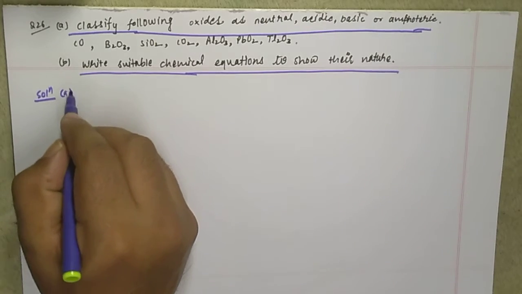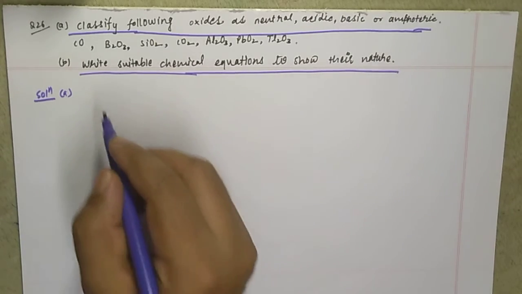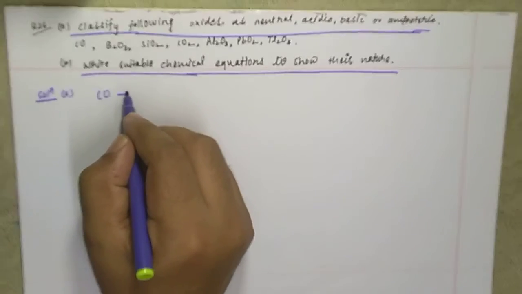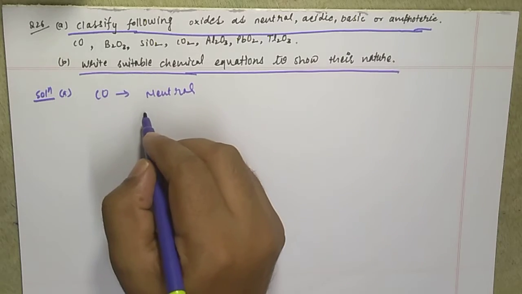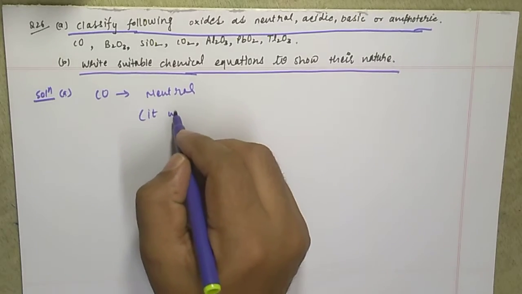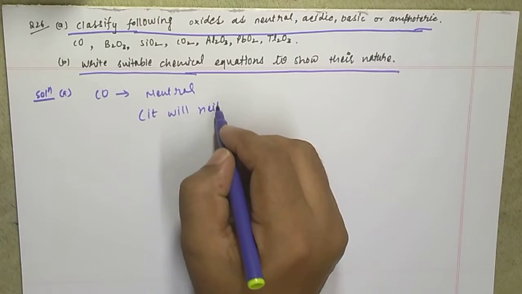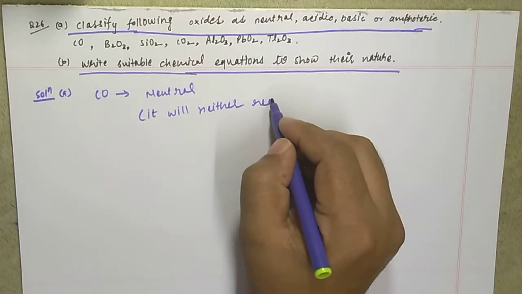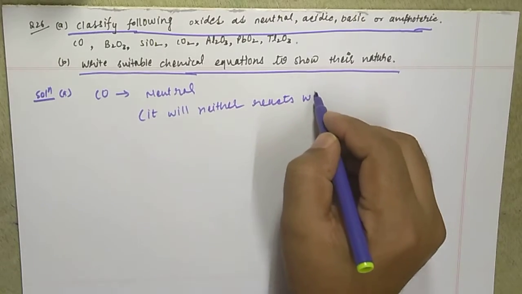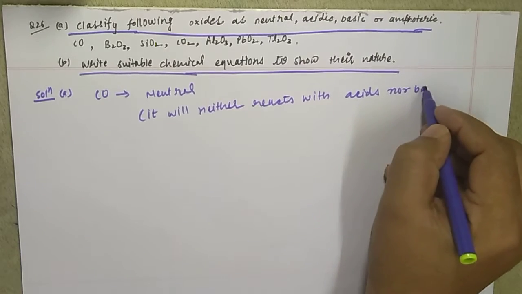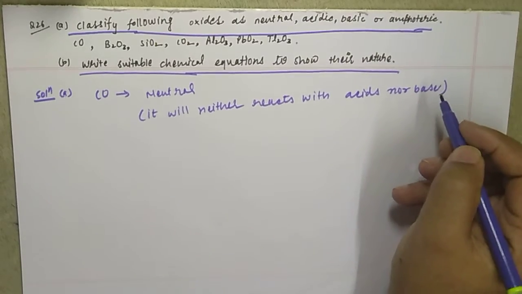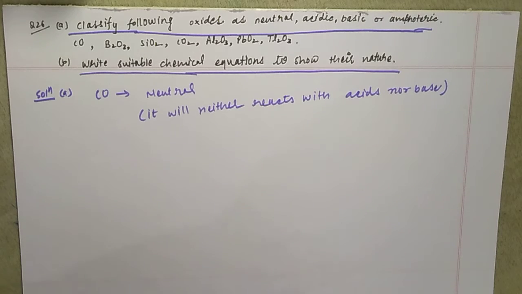Solution number A is CO, it is neutral. Neutral means it will neither react with acids nor bases. If something is neutral, it will neither react with acid nor base. So this is the first option.